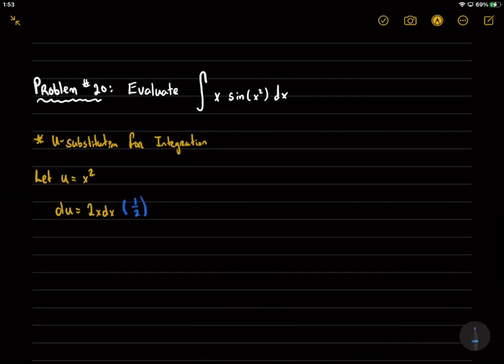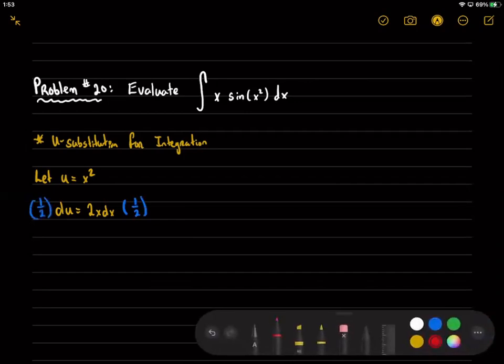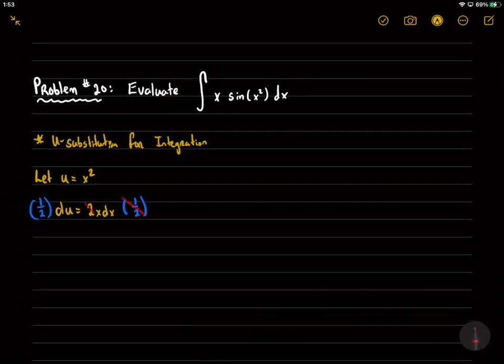So if I multiply by 1/2 on both sides, then the 1/2 and my 2 on the right-hand side of the equation get canceled, and we're going to have 1/2 du is equal to x dx. So the x dx inside of the integral now gets replaced with 1/2 du, and the x squared gets replaced by u.